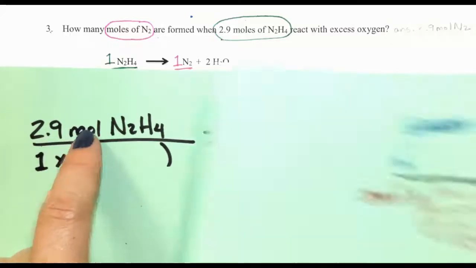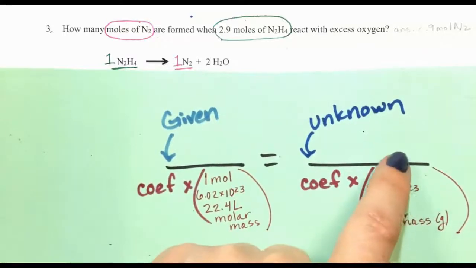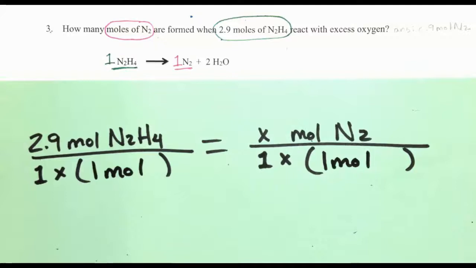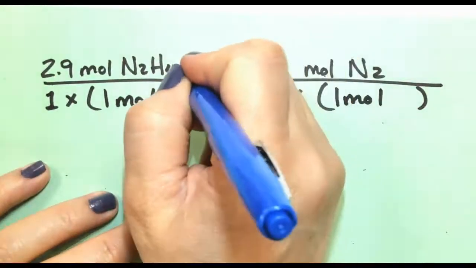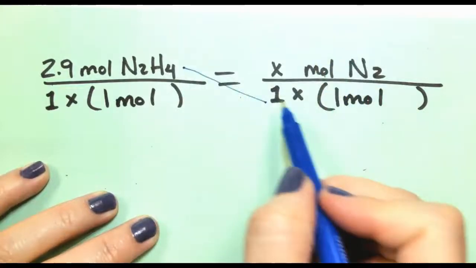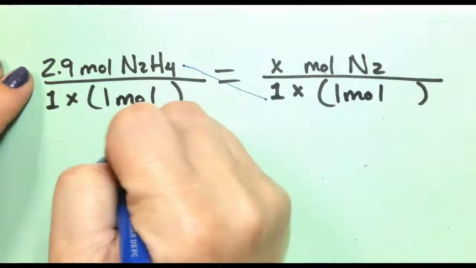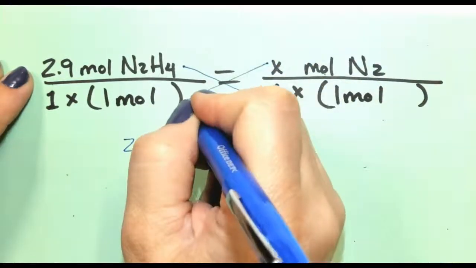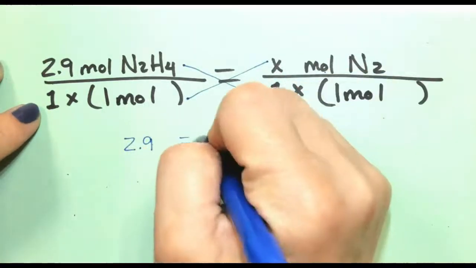So since that says mole, I'm going to choose 1 mole to go at the bottom, and since the unknown is also moles, I'm going to choose 1 mole to go at the bottom. Now we can cross multiply these to solve for x. So it's going to be this times this. So 1 times 1 is just 1, and 1 times 2.9 is just 2.9. Equals this times this. 1 times 1 is 1, and 1 times x is just x.